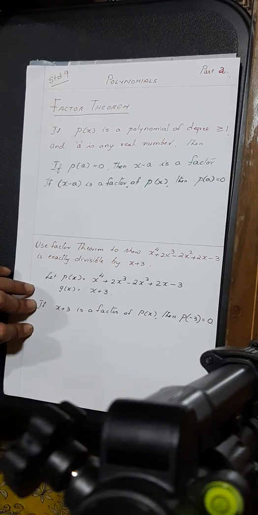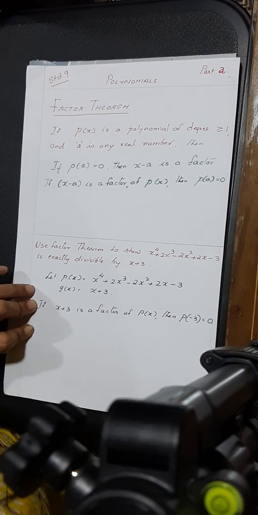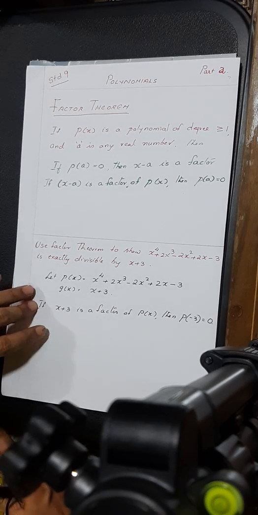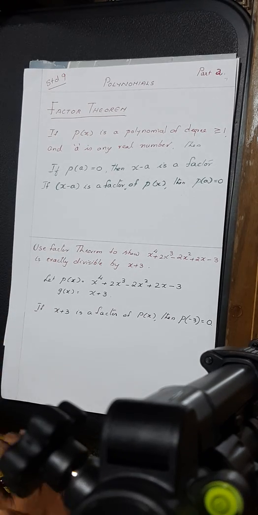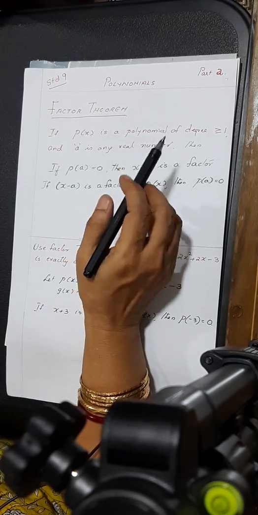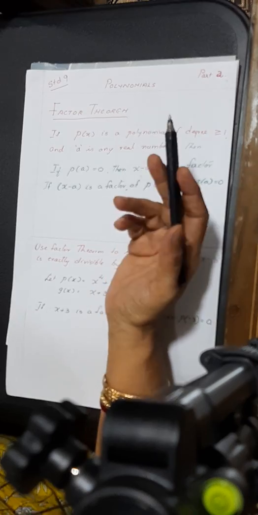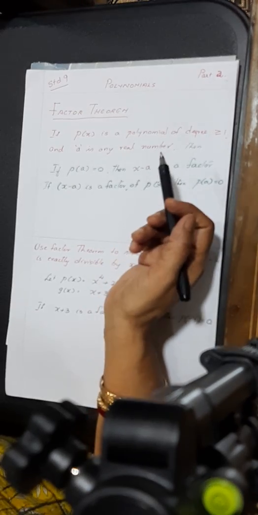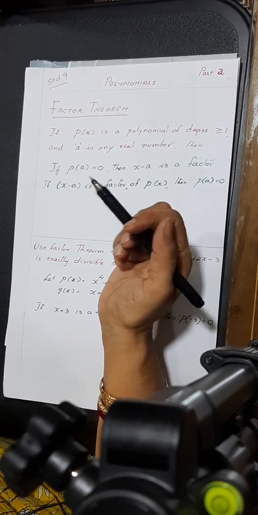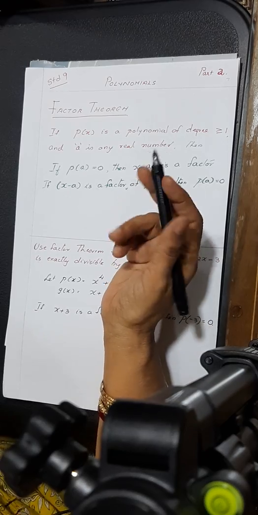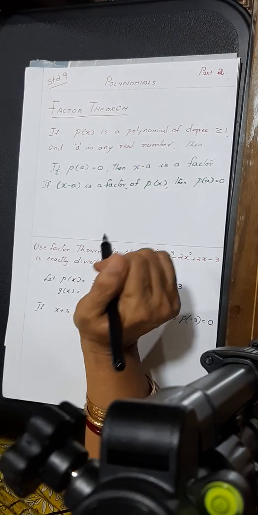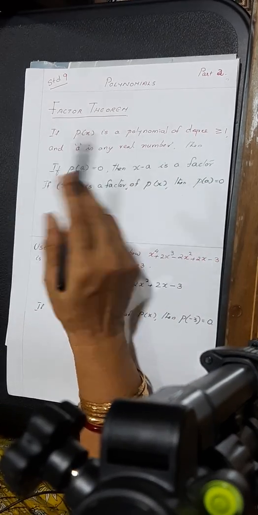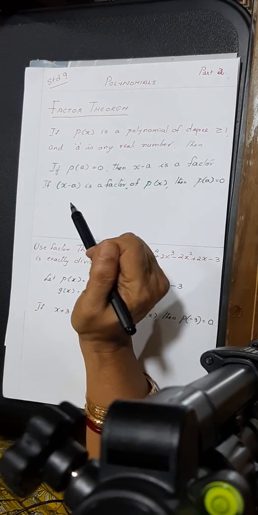Now, we are going to learn what is factor theorem. We learned the remainder theorem, now it is factor theorem. It is an extension of the remainder theorem. In the remainder theorem, if f of x or p of x, any polynomial is divided by x minus a, then you get f of a as the remainder. Now, if that remainder is 0, then you can say x minus a is a factor.